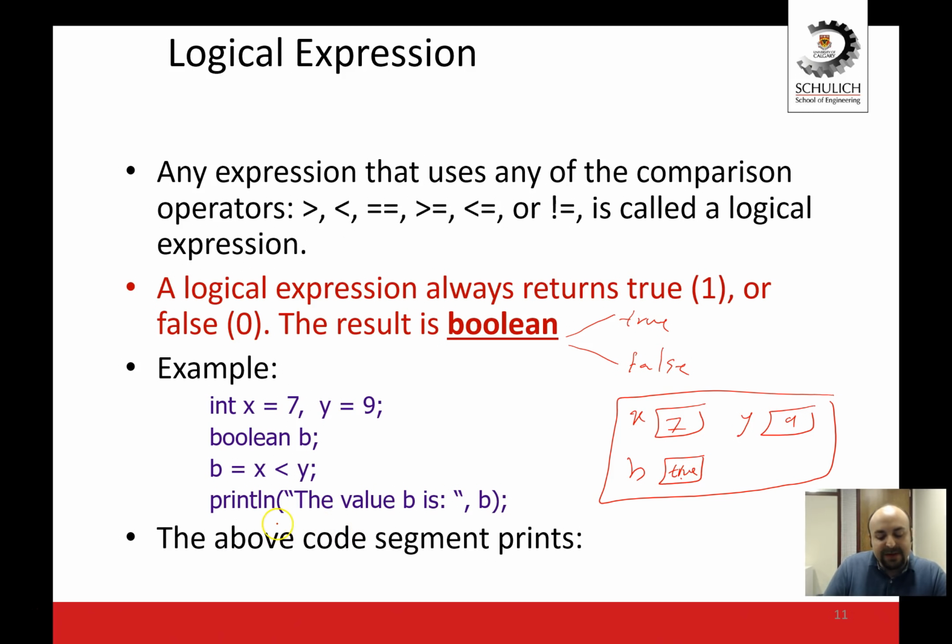So what happens when you print it? When you print the value of b, what's going to be printed is this. The value b is true. So b contains true in memory, and actually the word true gets printed out. So go ahead and try this on Processing and see the output that you get.